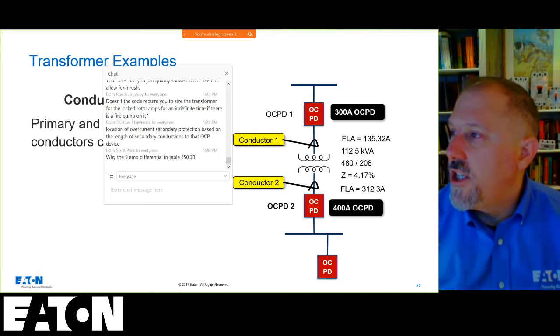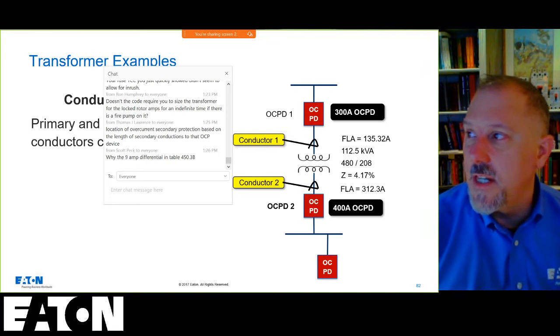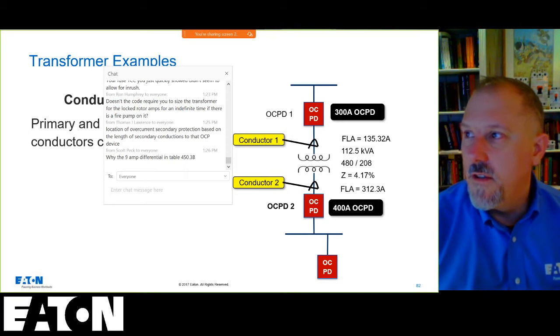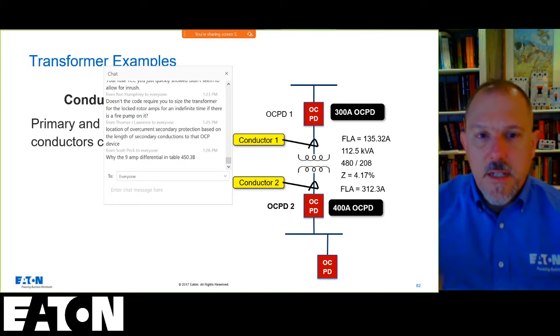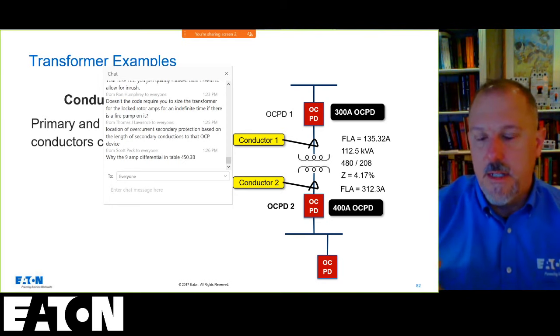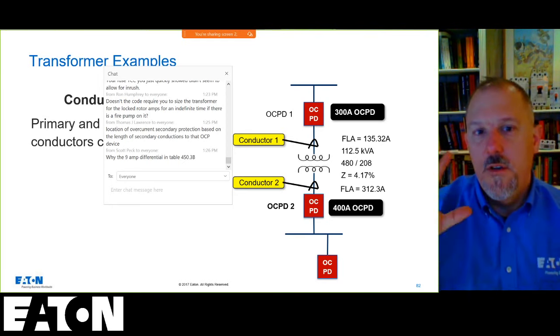Okay. Location of overcurrent secondary protection based on the length of secondary conductors to that overcurrent protected device. Yes, there are rules. Remember, that's technically an unprotected conductor. So they have rules for that secondary conductor.